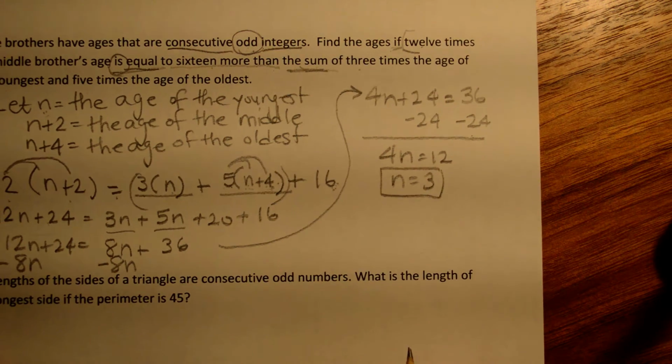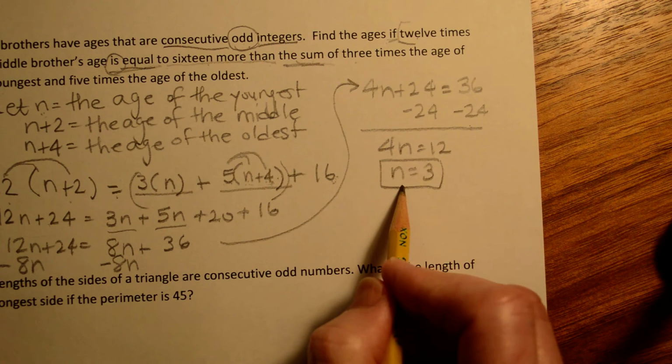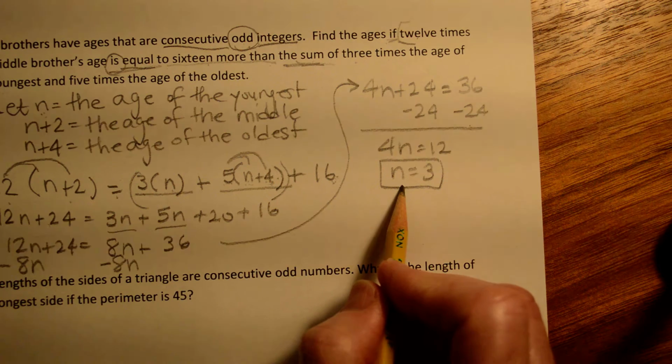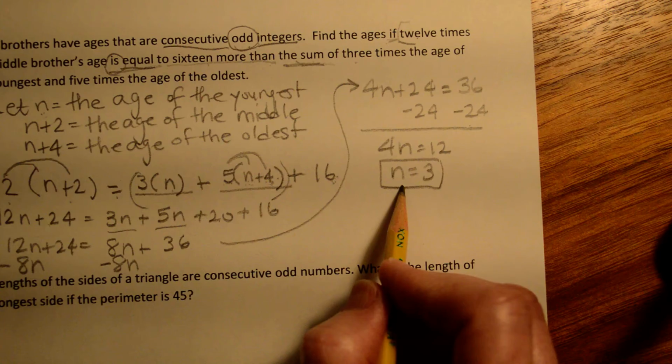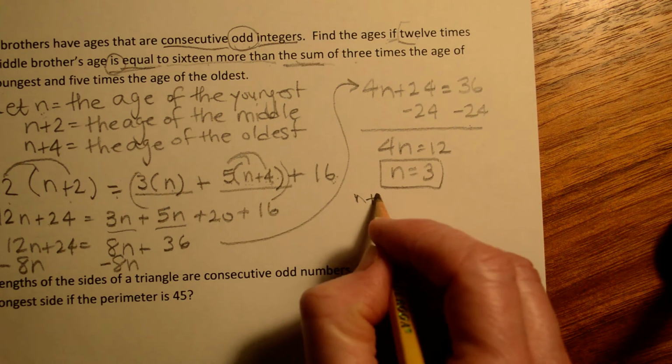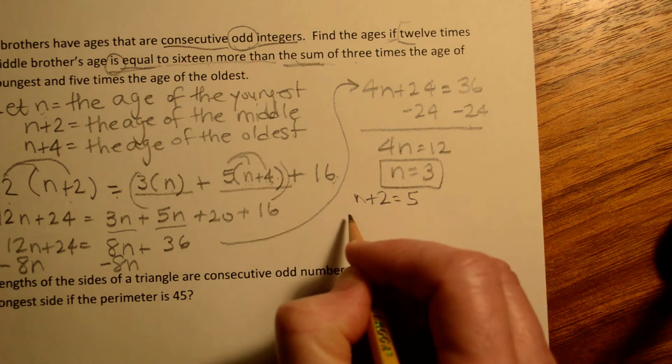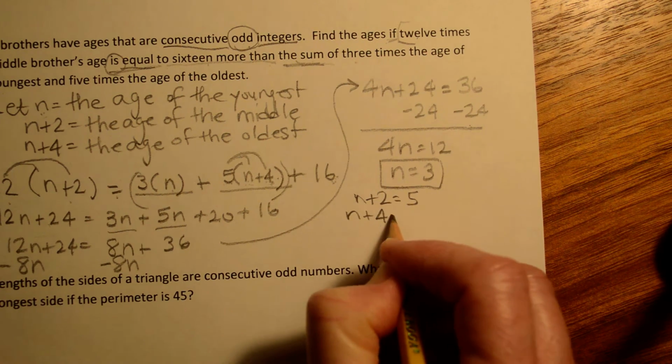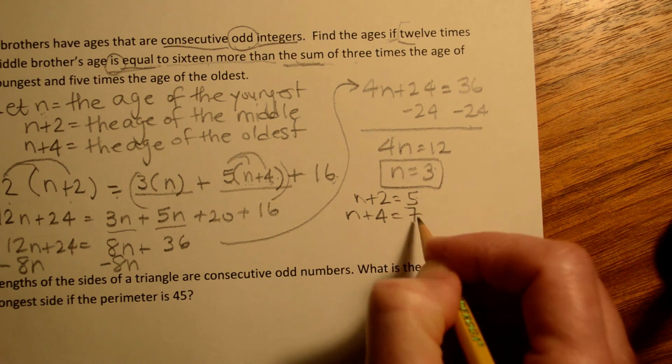So again, let's go back here. N stood for the youngest brother's age. So the youngest brother is 3. The next one, which we called n plus 2, is 5. And the oldest, which we called n plus 4, is 7. So ages 3, 5, and 7.